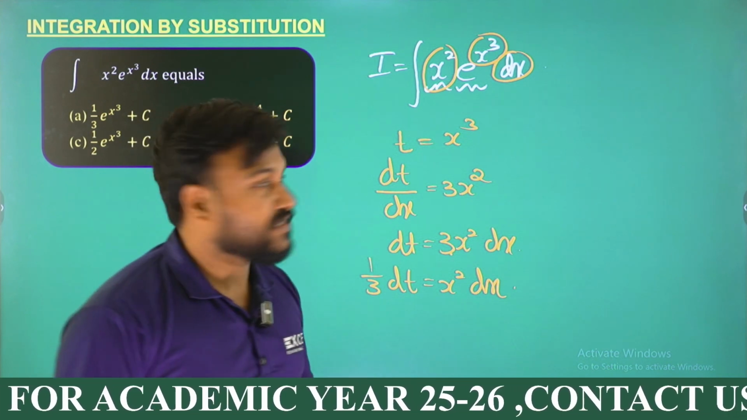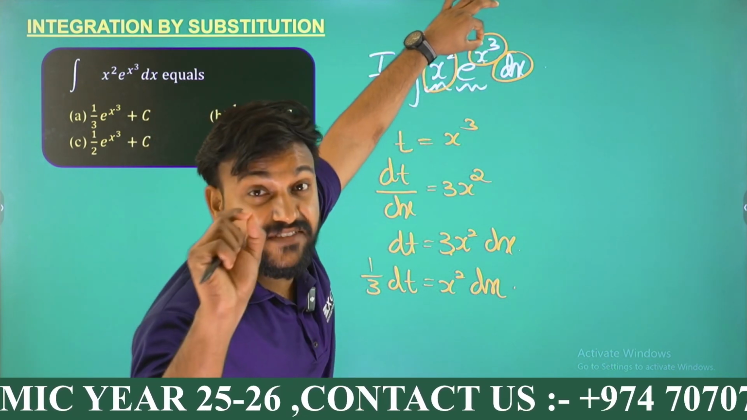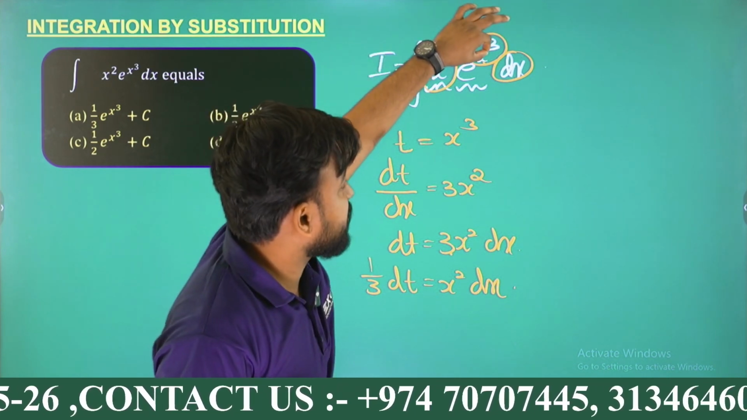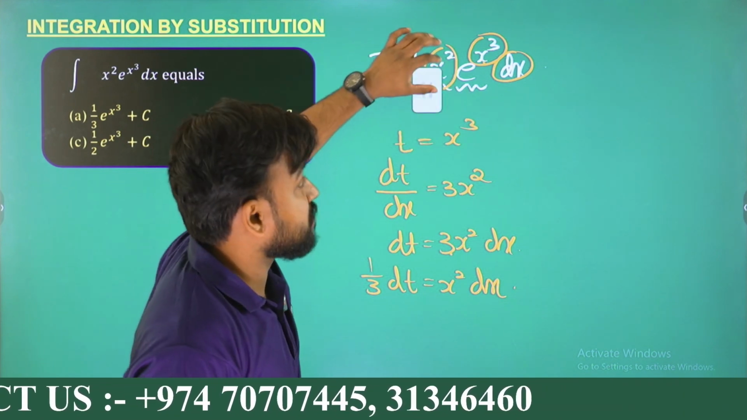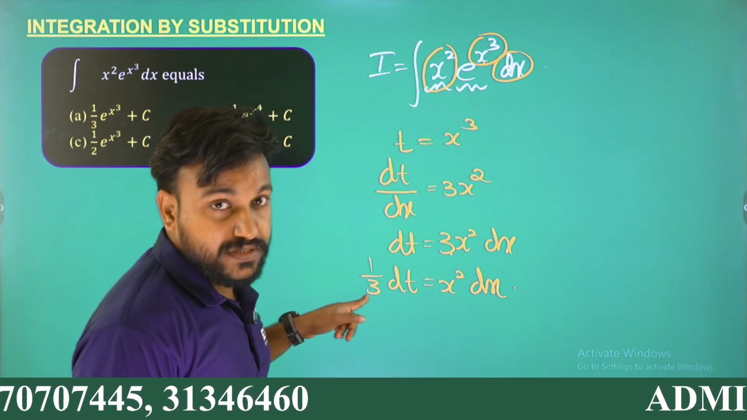So what is the catch? If you differentiate some function inside this, the derivative of that should also be there. So the derivative of x cube is what? 3x square. So x square is there. That variable is there. Whatever the constant, you can take that to this side.